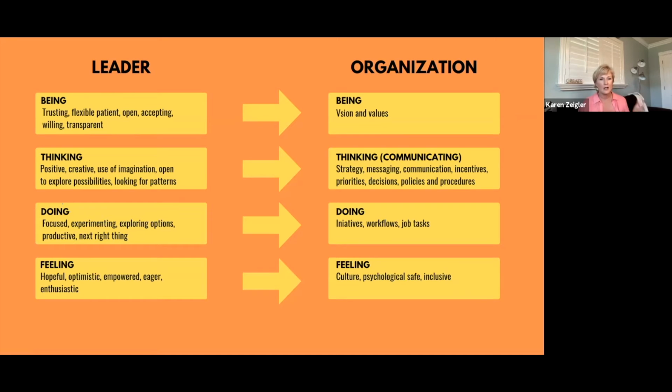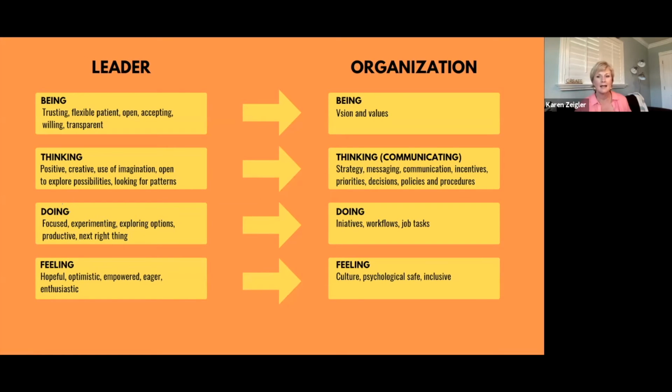And we've already gone through, as leaders, what being adaptable looks like when we're aligned. Trust, flexible, patient, open, accepting is our being state. Thinking positively, using our imagination, open to explore possibilities, looking for patterns. Doing, focused, experimenting, exploring options, productive, doing the next right thing. And then our feelings become hopeful, optimistic, empowered, eager, and enthusiastic.